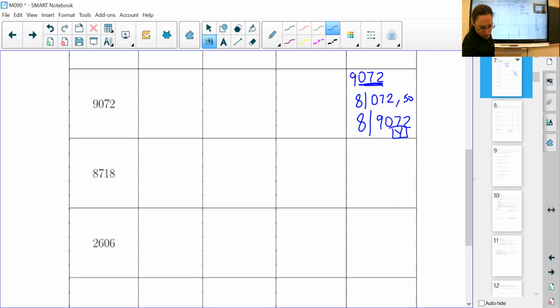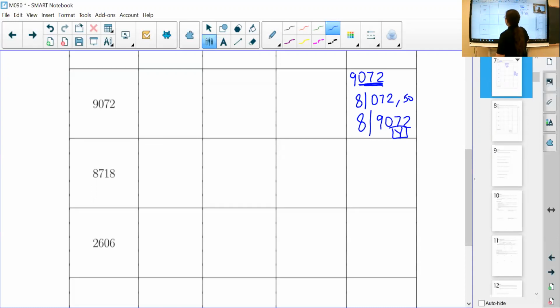Let's also notice that if this is a multiple of 8, it's got to be a multiple of 4. It's got to be a multiple of 2. Think about why. And similarly, if it's not a multiple of 2, it can't be a multiple of 4. It can't be a multiple of 8. Again, why? So these are 2, 3, 4, and 8.